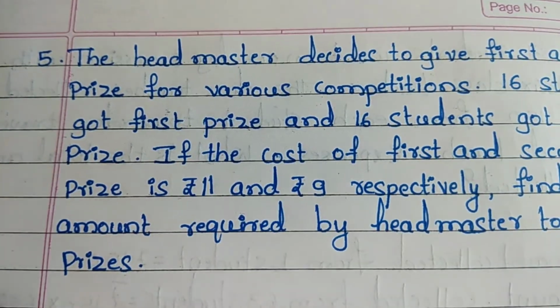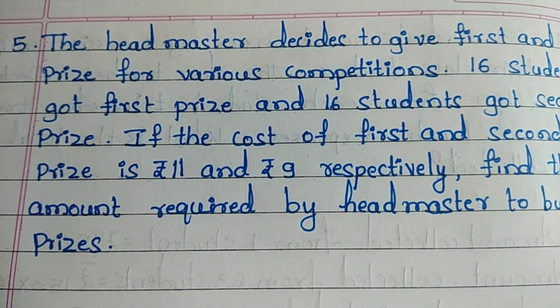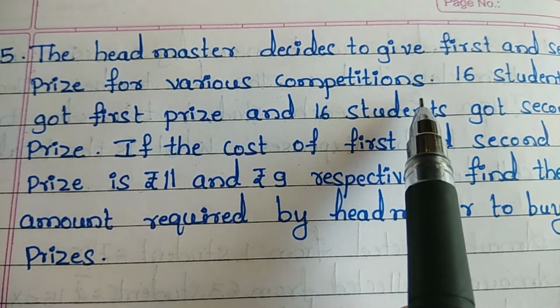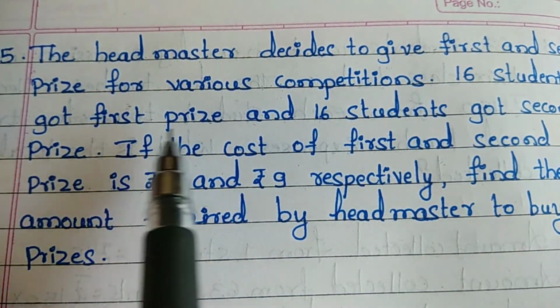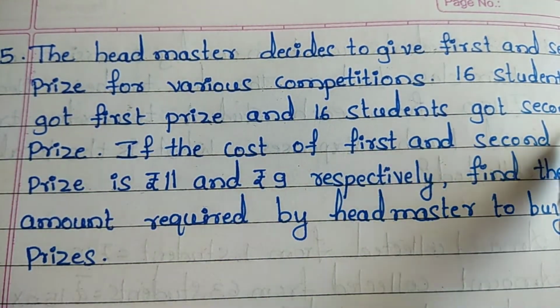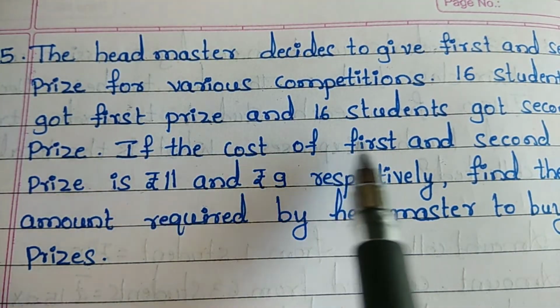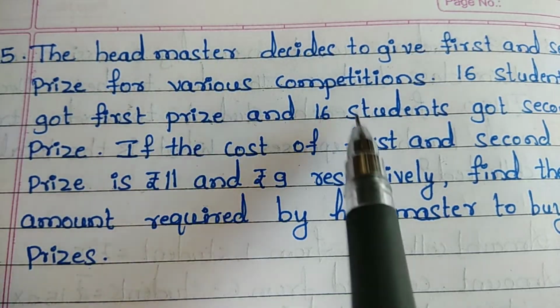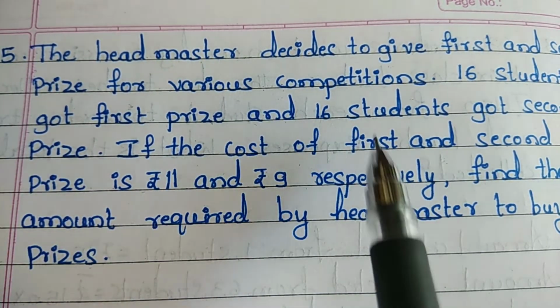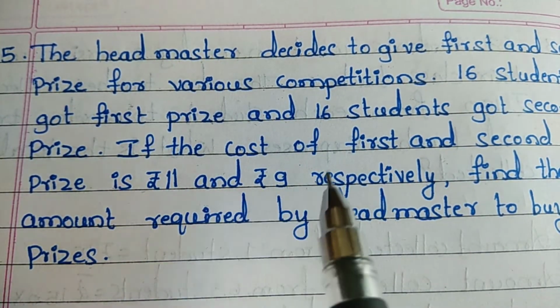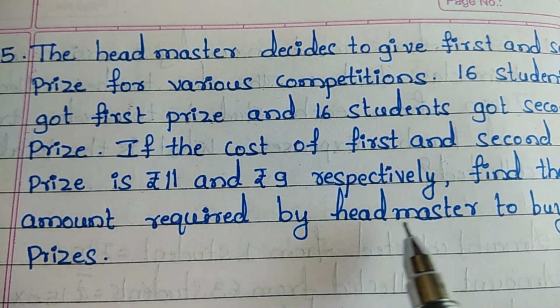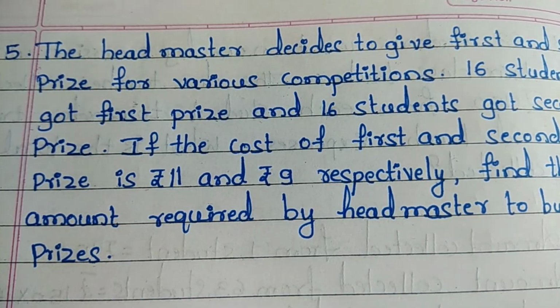The headmaster decided to give first and second prizes for various competitions. 16 students got first prize and 16 students got second prize. If the cost of first and second prize is 11 and 9, means the cost of first prize is how much? 11 rupees. The cost of second prize is how much? 9 rupees respectively. Find the total amount required by the headmaster to buy the prizes.